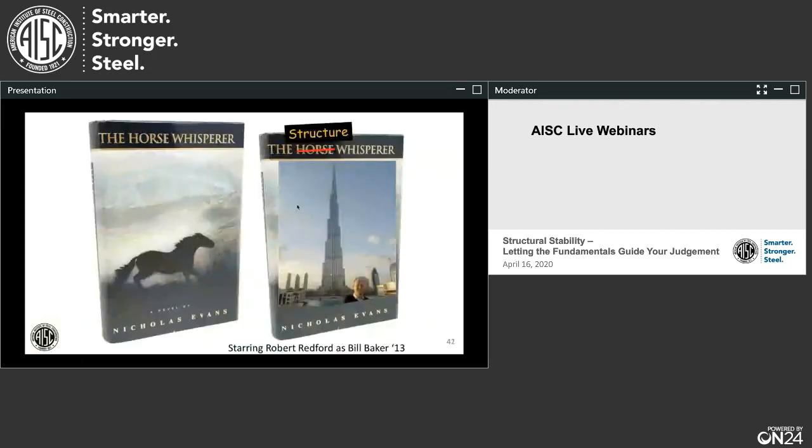Just stepping back and making our presentation a little bit lighter, I am convinced that someday soon, Nicholas Evans will produce a new book, no longer The Horse Whisperer, but the structure whisperer. And it will include our good friend Bill Baker, who's the chief structural engineer for the Burj Khalifa Tower in the background. It's going to be exciting. And when that book finally gets converted to a movie, hopefully Robert Redford will star as Bill Baker. Oh, great days. And of course, I should mention Bill received the Higgins Award in 2013.